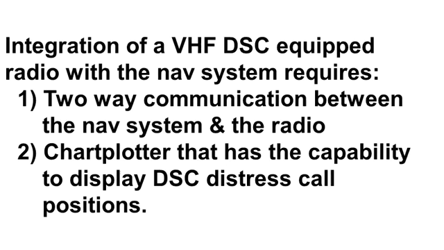Displaying a DSC distress call position on a chart plotter requires two things. First of all, you have to have two-way communication between the navigation system and the VHF radio. Most boats are already set up to send GPS information from the navigation system to the radio, but not all boats are configured to have the radio send distress call position back to the navigation system. Our new Raymarine system has that integration in it. You'll have to check your configuration. Second, the chart plotter has to have the capability to display the DSC distress call position. So again, check your individual equipment to see if it's capable of doing this.